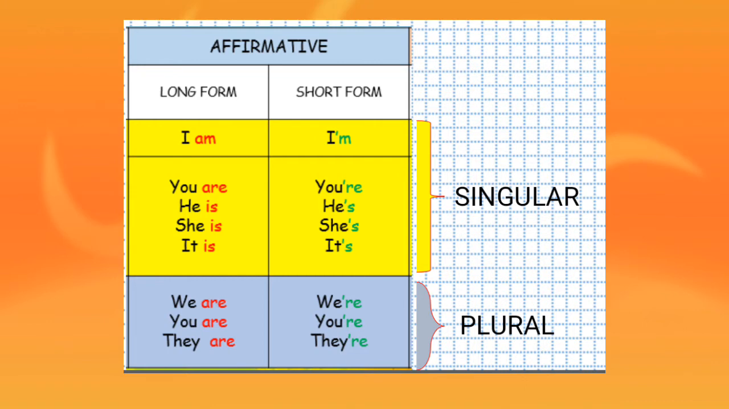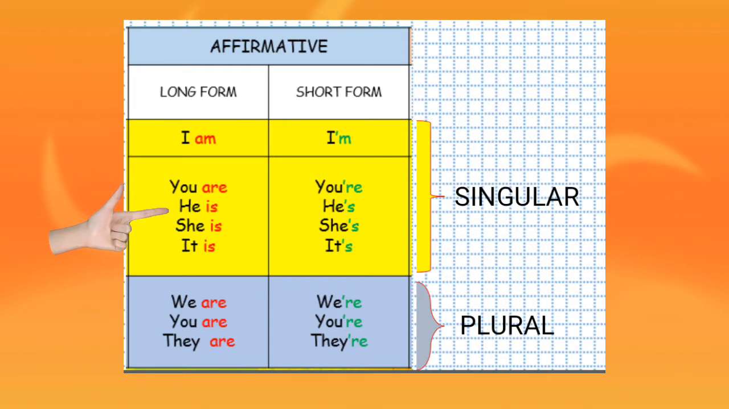Let's just look at the verb to be am. You use am with I. For example, I am. The short form, I'm, I apostrophe am. I'm. Next, you use are with the singular you. You are. The short form, you're, Y-O-U apostrophe R-E. You're.